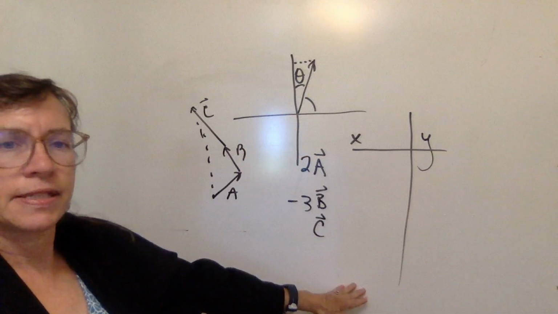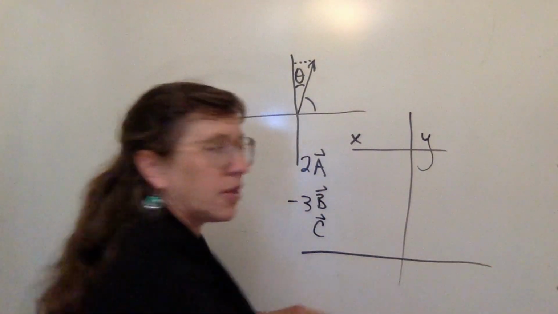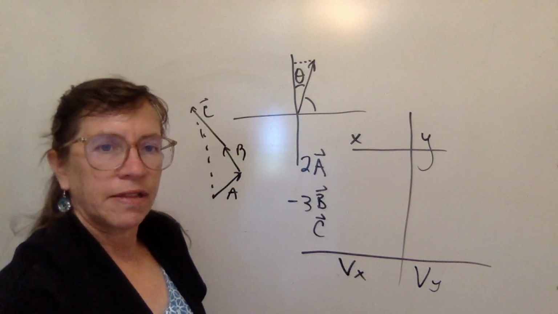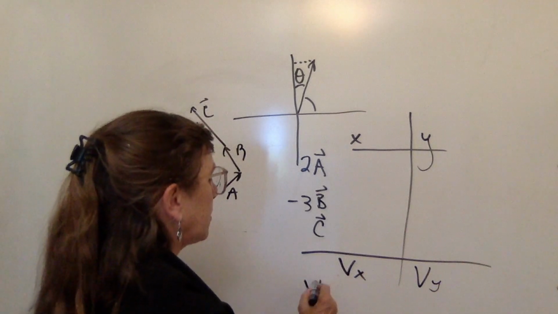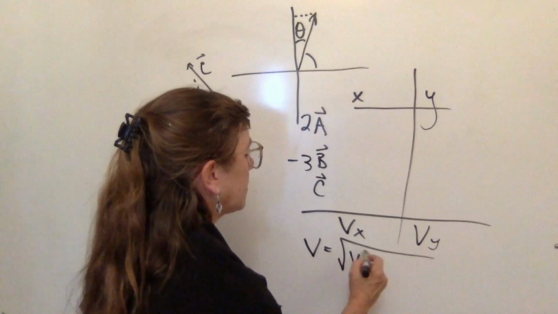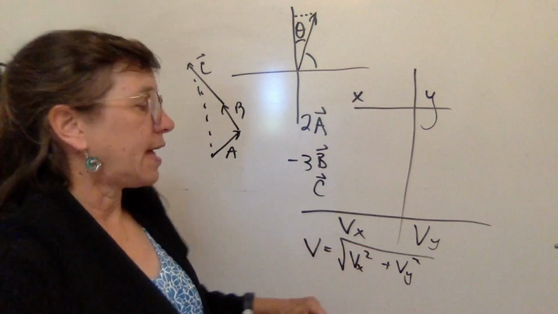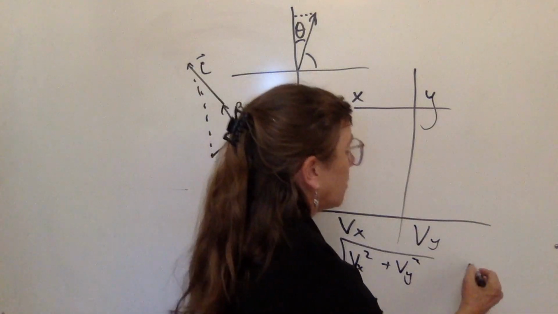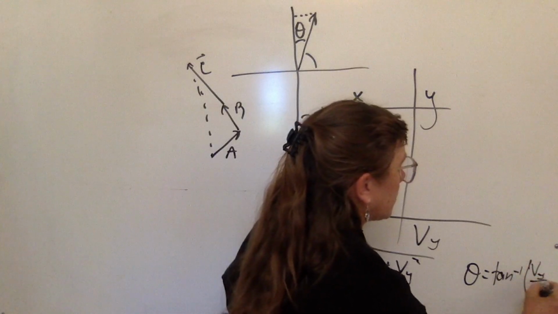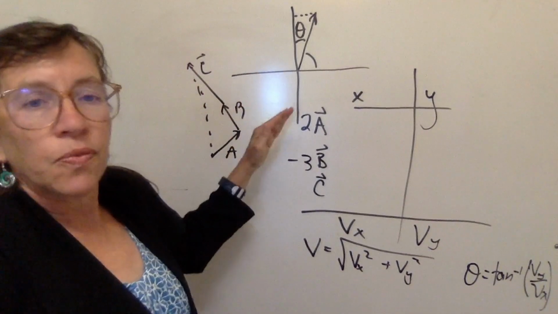And then I will have you break the things into the x and y components and then find the vector sum. Once you get the vector sum of the vector in the x, vector in the y, you're going to need to find the magnitude of the vector. The magnitude is the square root of vx squared plus vy squared. And then you're going to need to find the angle that the vector is pointed at. So the angle is the inverse tangent of vy over vx. And then you're also going to need to recognize what quadrant it's in.